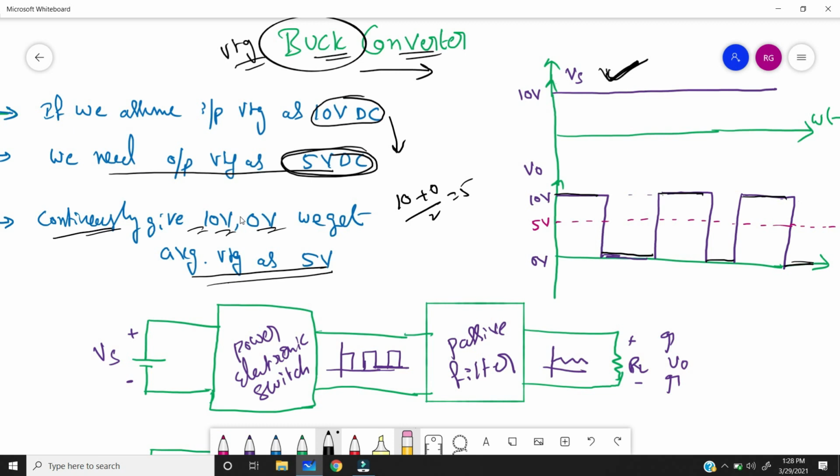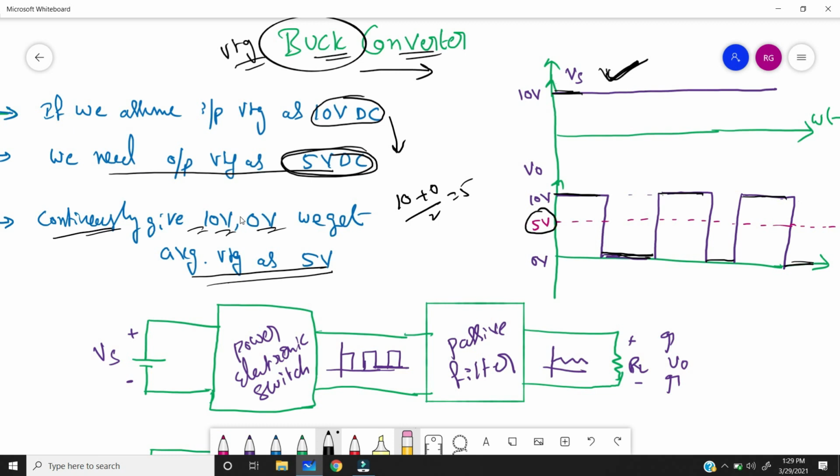For that purpose, we will continuously turn on and off, on and off. If we turn on the input source, we will get the input voltage of 10 volts. If you turn off the input source, we will get 0 voltage. Again on, again off, again on, again off. If you do it like this, we will get the average voltage of 5 volts.